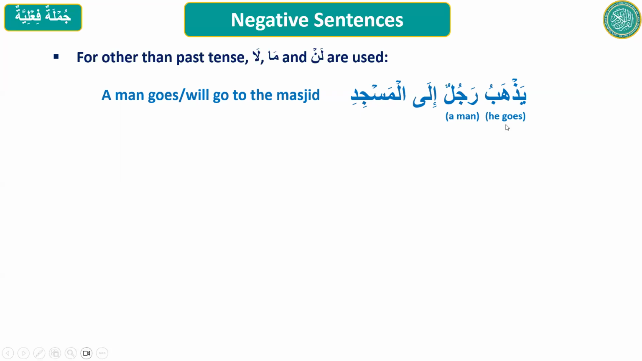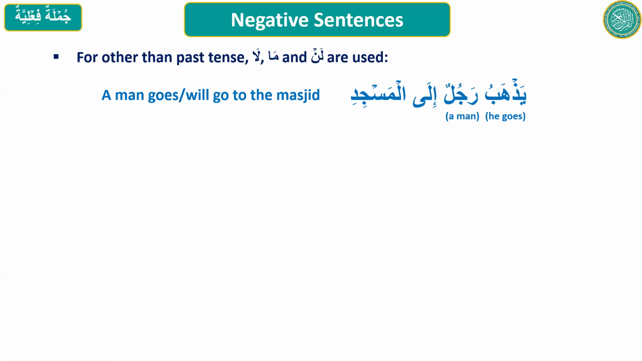So I should have added over here: yazhabu means he goes or he will go. I could have added that here. Anyway, now we are going to use this sentence. This is al-fi'l al-mudari. This is not a past tense anymore. So we are going to use this sentence to learn negation when it is not a past tense.